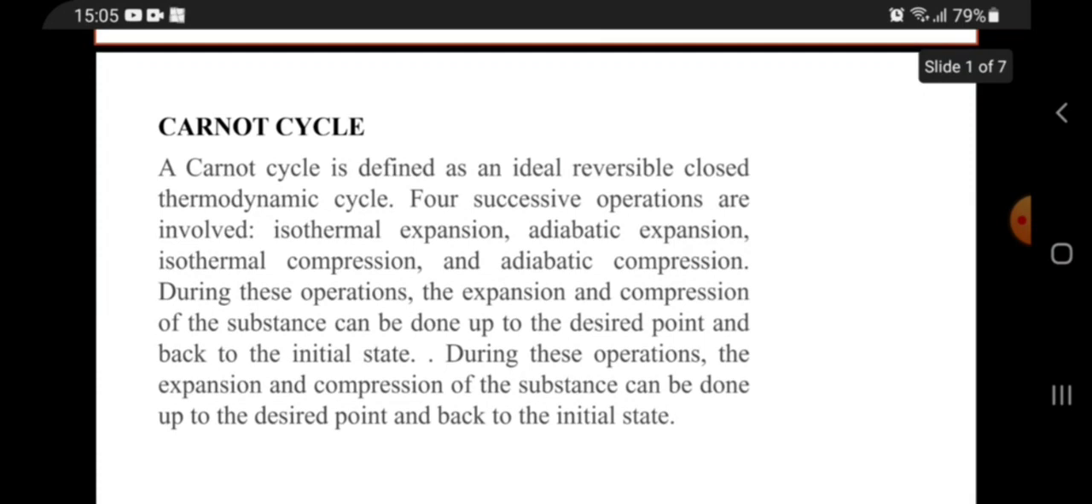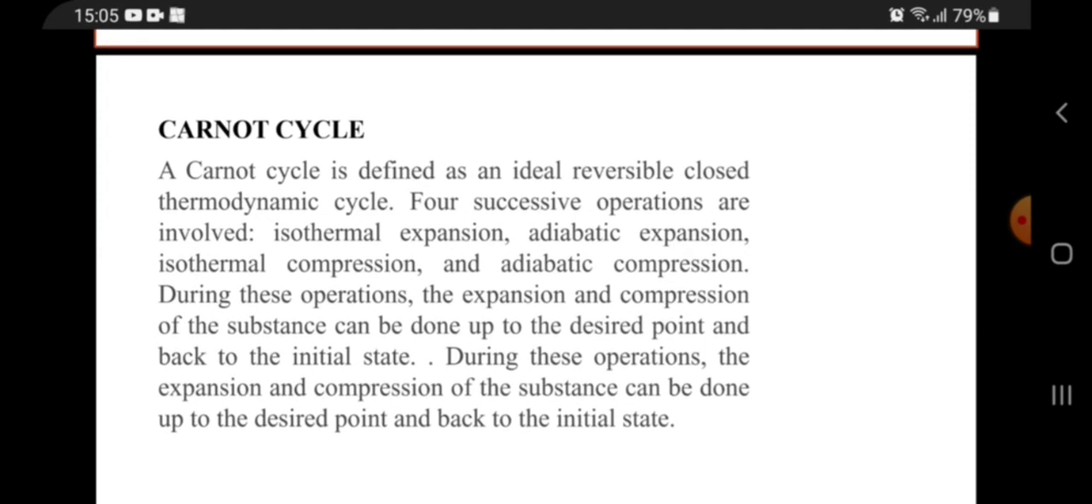Now we have discussed the Carnot cycle. A Carnot cycle is defined as an ideal reversible closed thermodynamic cycle. Once again, the Carnot cycle is defined as an ideal reversible closed thermodynamic cycle. Four successive operations are involved.